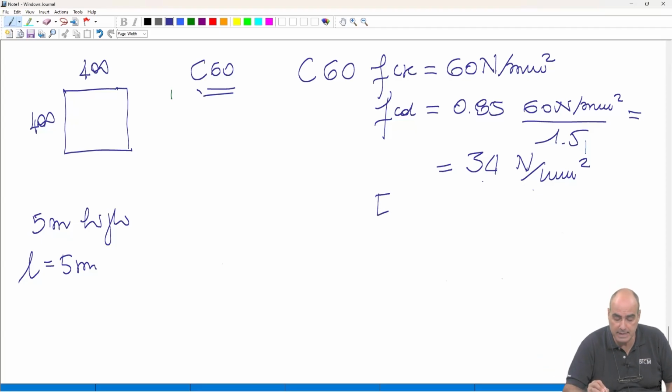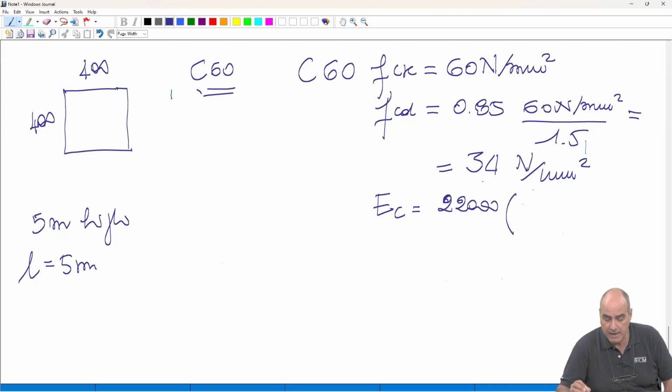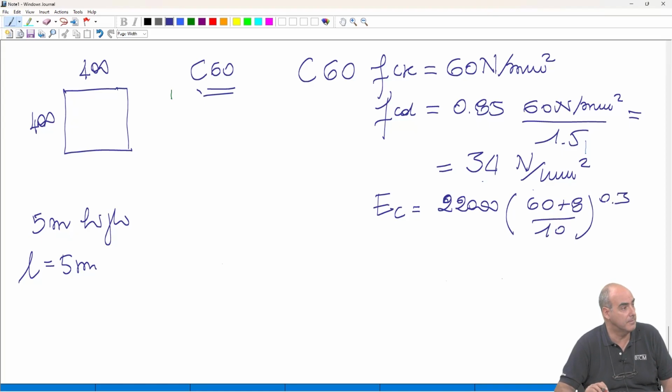C60 also means that Ec is equal to, what was that? 22,000 times fck plus 8 divided by 10, to the power 0.3. How much is that?